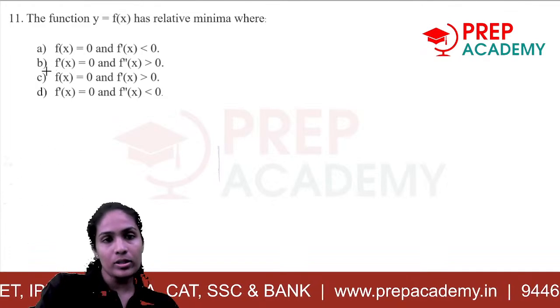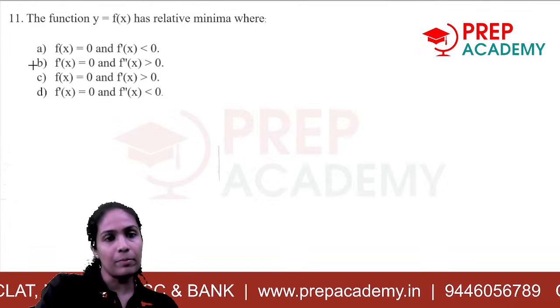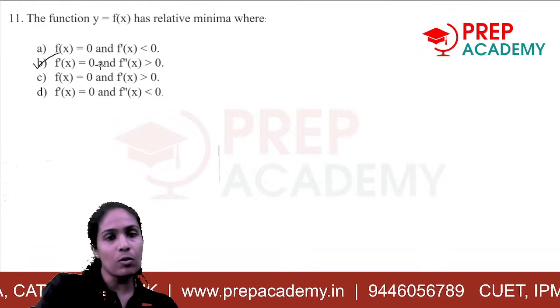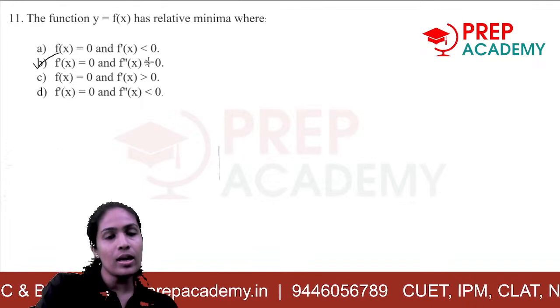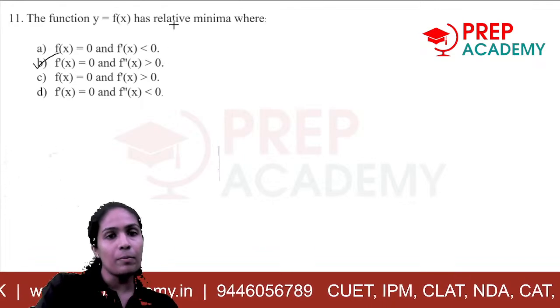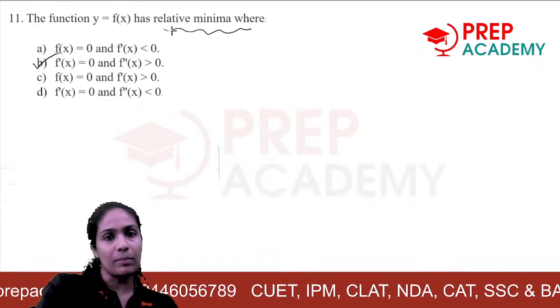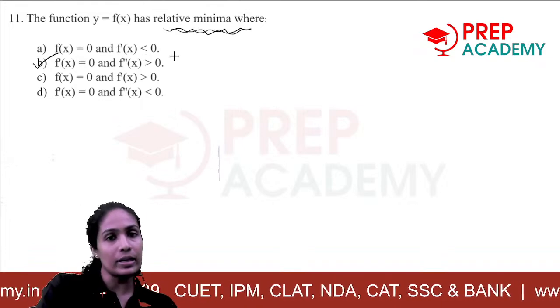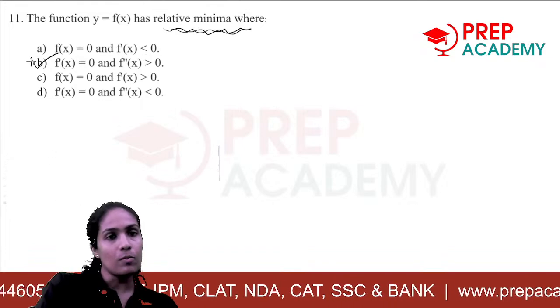Here the correct option is option B, f dash of x equal to 0 and f double dash of x is greater than 0, because you are asked to find the relative minima. Minima occurs when the second derivative is greater than 0. So the correct option is option B.